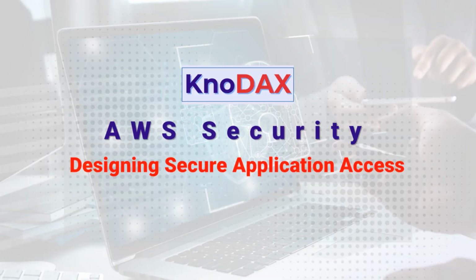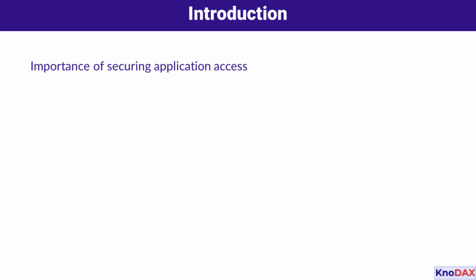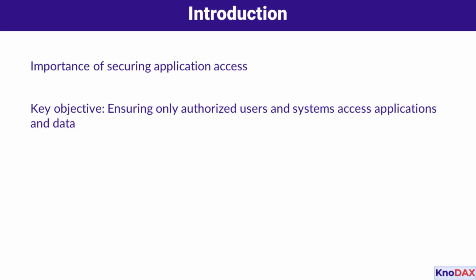Welcome back. In this video, we're going to explore the critical topic of designing secure application access, focusing on how AWS services can help us build a robust security foundation. Let's get started. Before we dive into the specifics, let's talk about why securing application access is so important. Our goal is simple. We want to ensure that only authorized users and systems can access our applications and their data. This reduces the risk of data breaches and unauthorized access.